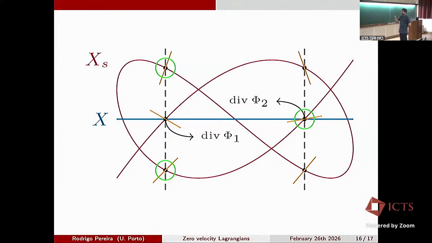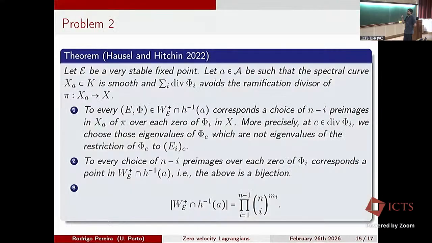So over each phi i, generally your spectral curve would be unramified. So you have to pick n minus i zeros, n minus i eigenvalues. And to each choice of those eigenvalues corresponds an intersection point. And with that, with some easy combinatorics, you can find out the full intersection number.